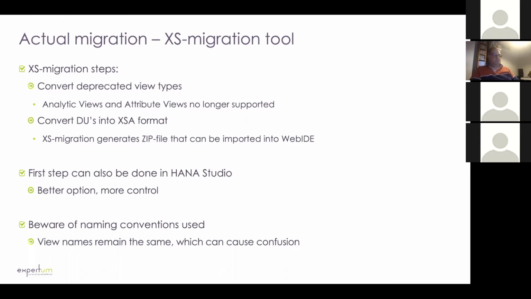So it can be called, for instance, ANV dot sales dot calculation view. So it is a calculation view, but the naming convention can still point to an analytic view. So beware of that. It can cause confusion, and it's something you need to be aware of.